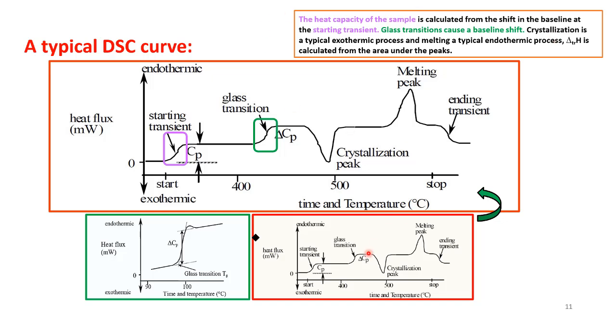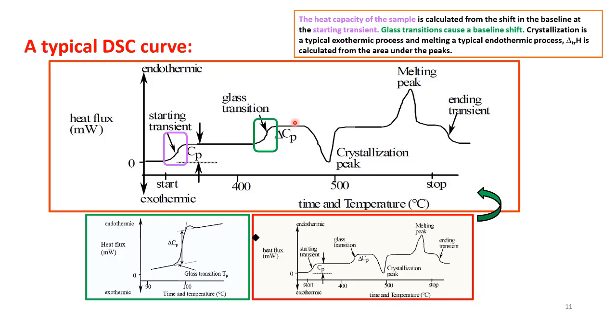So from the glass transition we can get the delta Cp value, which is our requirement, and this is the starting transient. This will only be used to calculate the baseline. Basically, this is the starting transient and this is the baseline. So this heat is just to shift the baseline. Then glass transition again causes a baseline shift. So here the starting shift is because of the impurities and all, and then again there is a shift because of the change in the state.